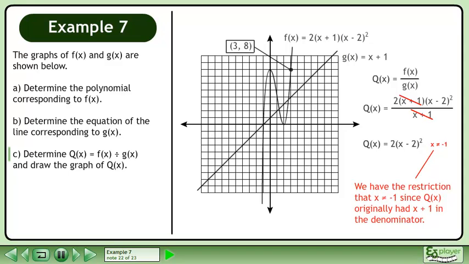We have the restriction that x cannot equal -1, since q(x) originally had x + 1 in the denominator. The graph of q(x) = 2(x - 2)^2 is drawn in red.